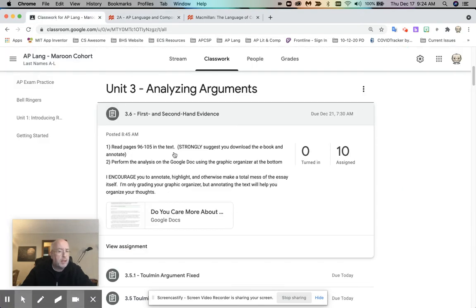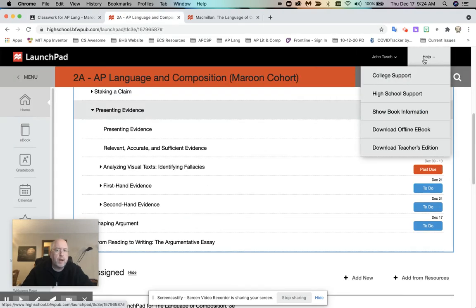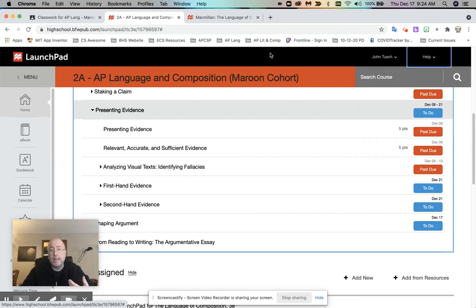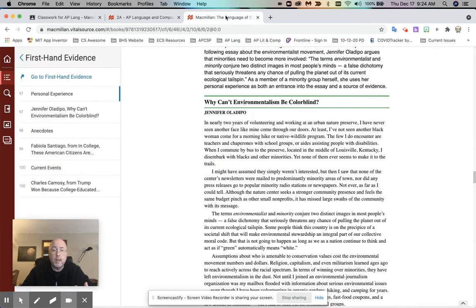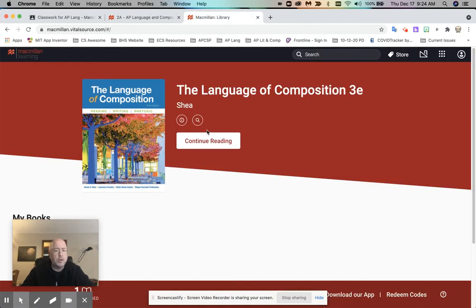It actually says we want you to read pages 96 through 105 in the text. It's not a lot of reading, but it also says I strongly suggest you download the ebook and annotate. What did I mean when I said that? If you go to your textbook, right in here under the help menu, there's this thing that says download offline ebook. I did the download for you in advance, but when you do, it's going to bring you primarily to here.